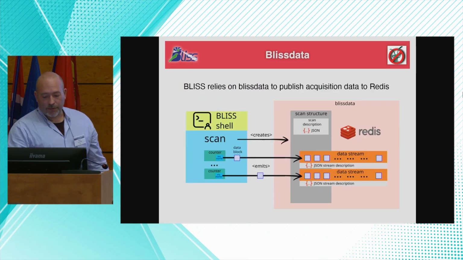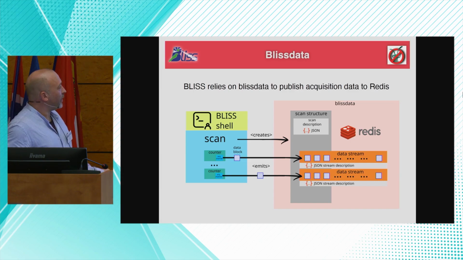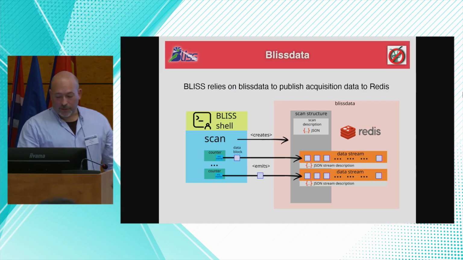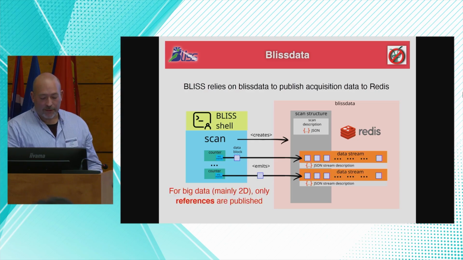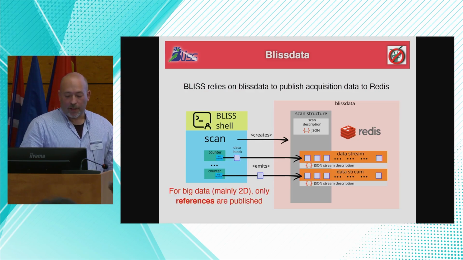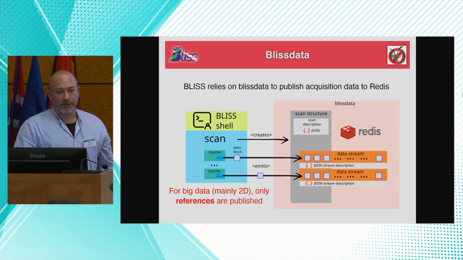So if we want a little schema of what's happening during data acquisition in Bliss, we have data blocks, which we call data events, that go to streams. Here we have two different acquisition channels. It can be, for example, a temperature, and this can be a position. Whatever you imagine. And it emits those data blocks to the stream. First, the scan creates a scan structure, and then the streams are filled with the data. For big data, which is today mainly 2D, we just publish references, and I come to this in the next slide.